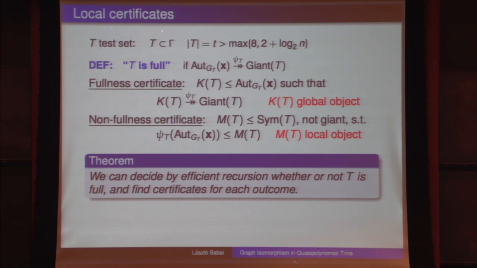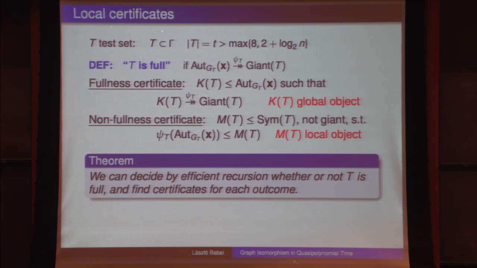But I want to not only decide this, I also want to get meaningful certificates of each outcome. So I have to define what I mean by a fullness certificate, and what I mean by a non-fullness certificate. The fullness certificate is easy to understand. A fullness certificate is simply a subgroup of the automorphism group of X, a subgroup that fixes the set T setwise, such that that subgroup already maps onto a giant on T. If I can produce such a subgroup of the automorphism group, then obviously the entire automorphism group also maps onto such a giant. So I call this K of T a global object because it consists of automorphisms of my entire input string. Okay?